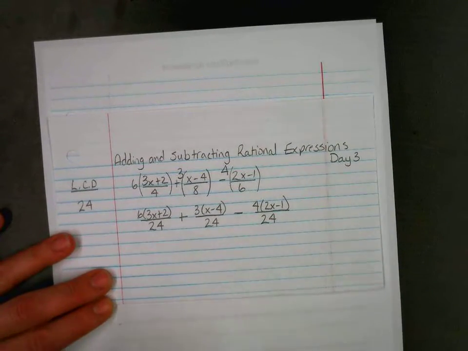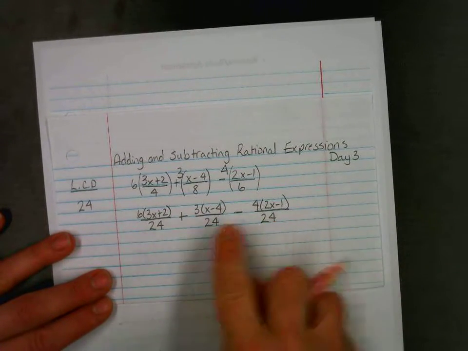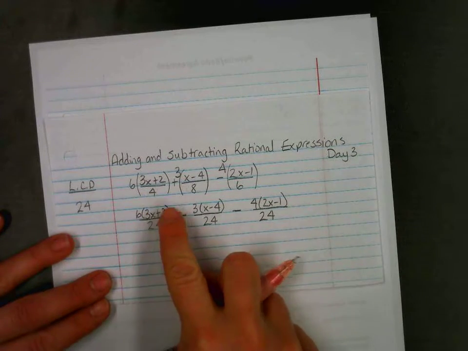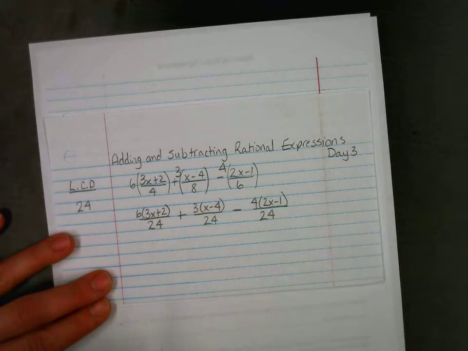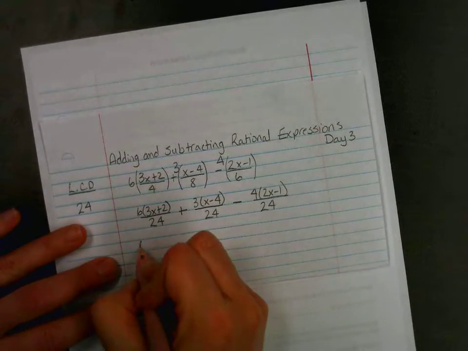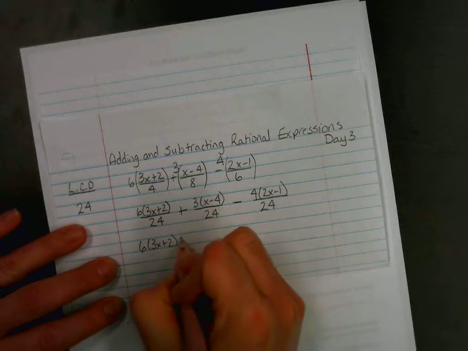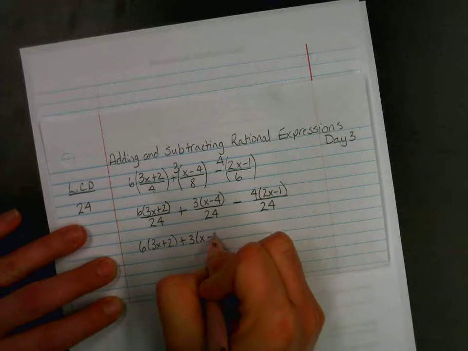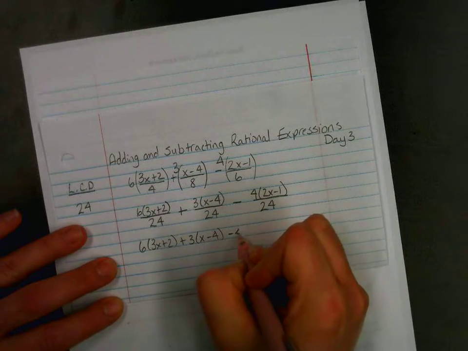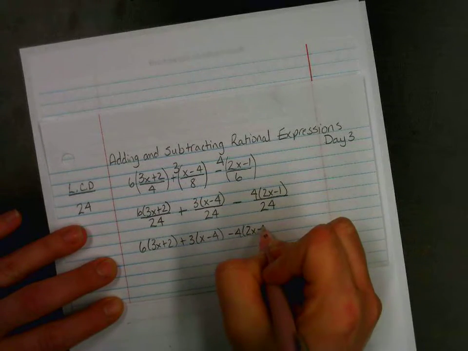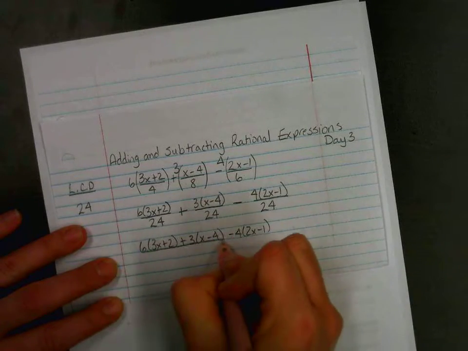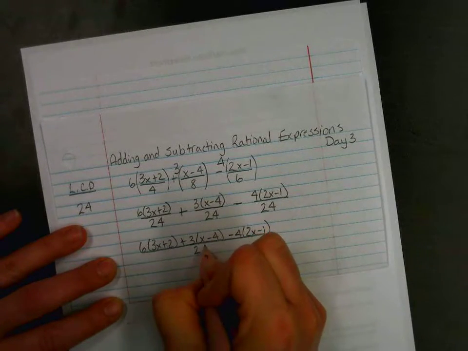All right, well, now that these all have a common denominator, now I can actually add and subtract my numerators. So this becomes 6 times 3x plus 2, plus 3 times x minus 4, minus 4 times 2x minus 1, all over the number 24.